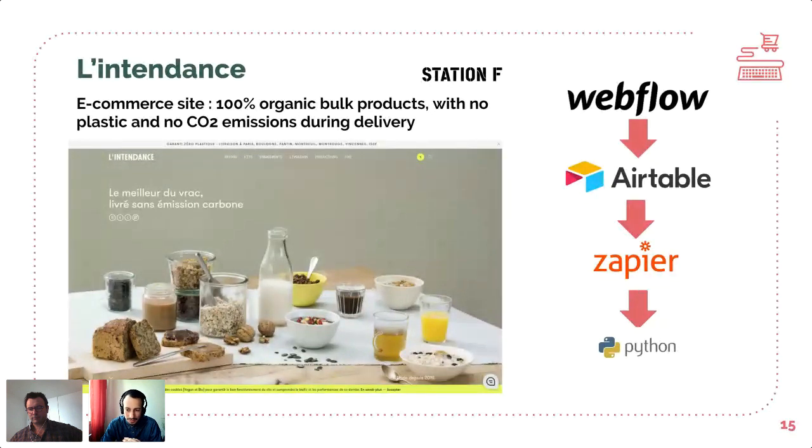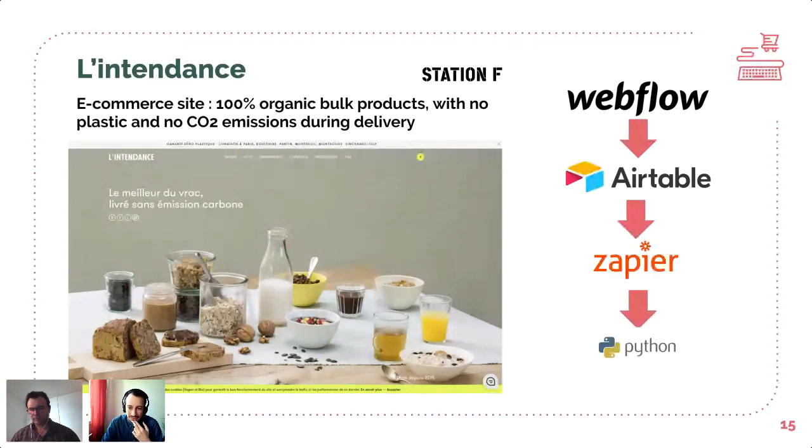There was only one problem: Webflow handles the taxes, like the VAT, in the American way. That means the tax depends on the state where you are. But in France, it doesn't work like that. So they used Airtable combined with Zapier to process the taxes like we do in France, depending on the product. And then this no-code system generates the invoice for the customer.